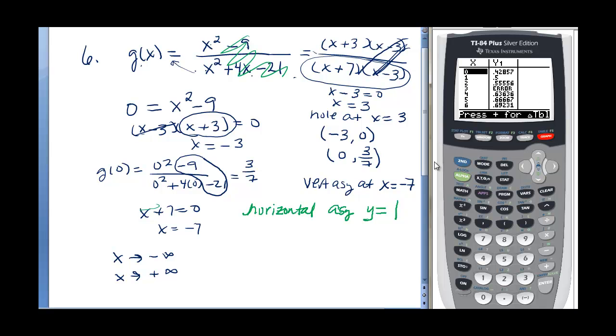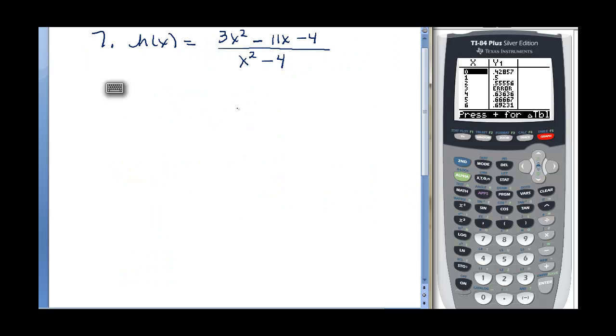Okay, so let's look at our last one. Our last graph is k of x equals 3x squared minus 11x minus 4 all over x squared minus 4. It might be the best thing is just to go ahead and factor the numerator and the denominator.